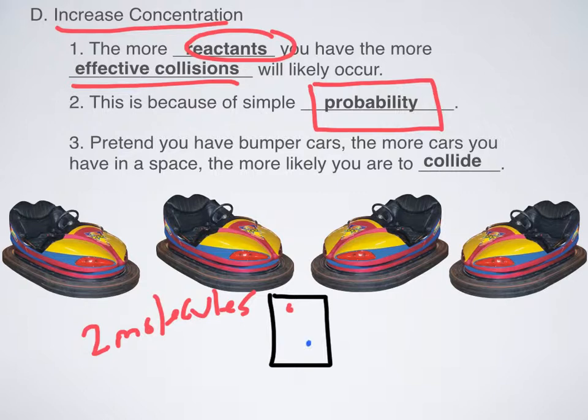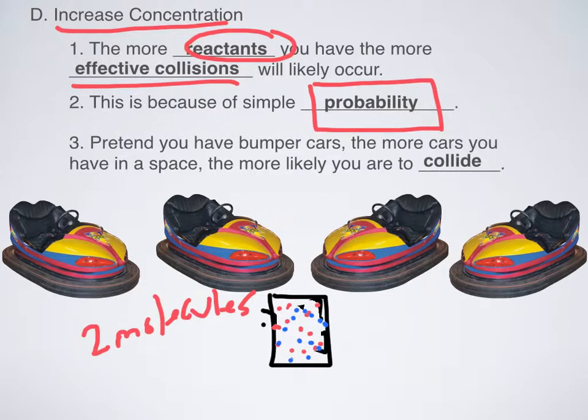I have 1 molecule here and 1 molecule here. They could bounce around for a really long period of time and never really hit each other. This could go here and there and all over the place, and they may never collide. But what if instead I have a whole container filled with these molecules? Then I'm much more likely to have a collision occur.